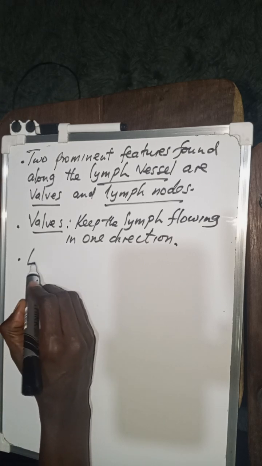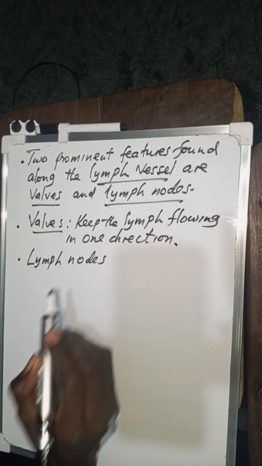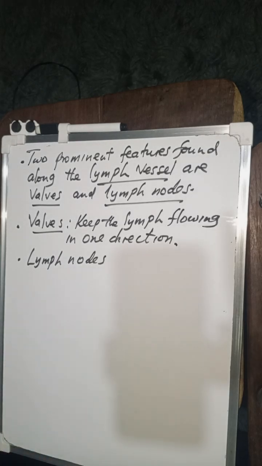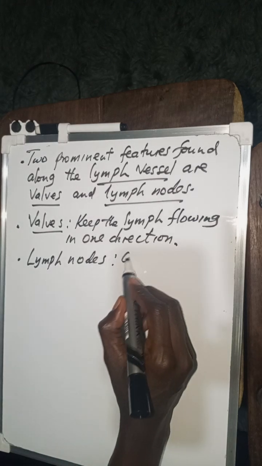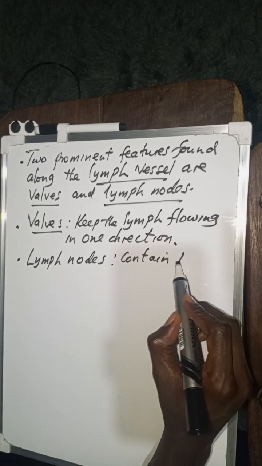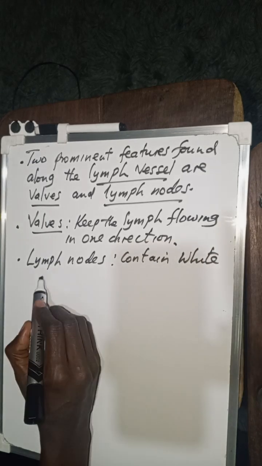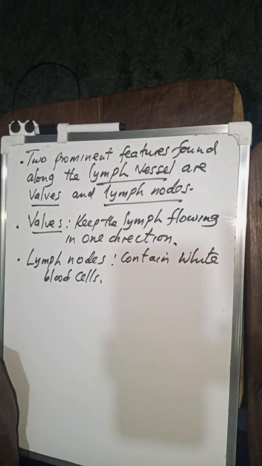Then what about the lymph nodes? What do the lymph nodes do? Well, the lymph nodes are very important in the lymph vessel. Maybe I can just give you what they do. Usually when it comes to the lymph nodes, they contain white blood cells. So they contain a lot of white blood cells.